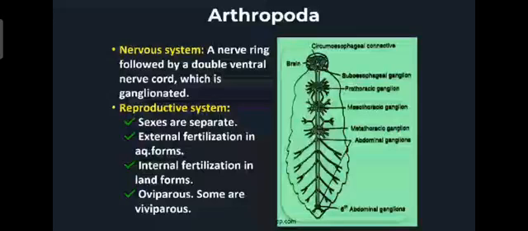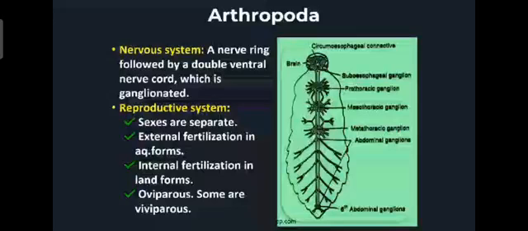Then the reproductive system. Here the sexes are separate, meaning they are mostly unisexual. Male is separate and female is separate. External fertilization is seen in the aquatic forms. The animals living in water show external fertilization, whereas the animals living on land show internal fertilization.